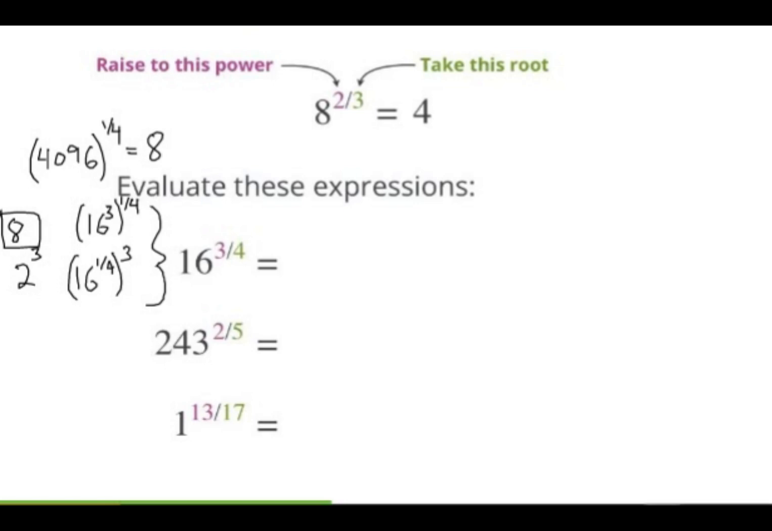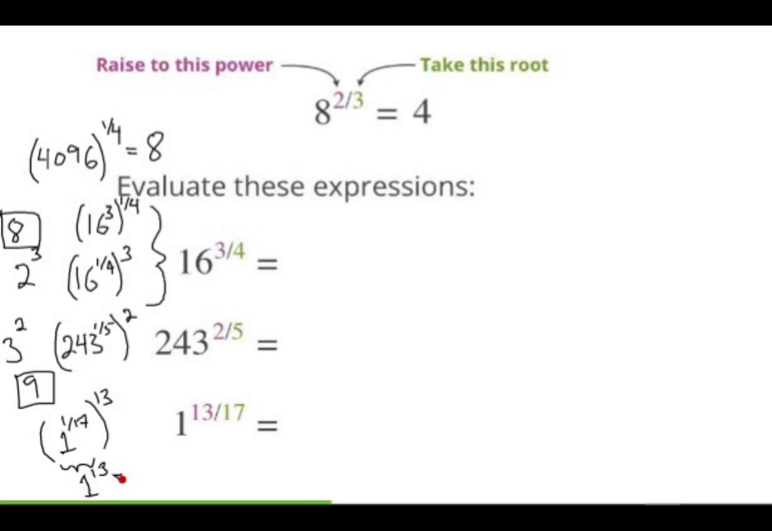243 to the 2/5 is the same thing as 243 to the 1/5, all raised to the 2nd power. What's the fifth root of 243? Well, that turns out to be 3. And if you take 3 and raise it to the second power, we'll get 9. So that second one is equal to 9. Why don't you try the last one? We can rewrite 1 raised to the 13 over 17 as the 17th root of 1, all raised to the 13th power. But any root of 1 is just 1, and 1 raised to any power is also just 1. So that last one is just 1.